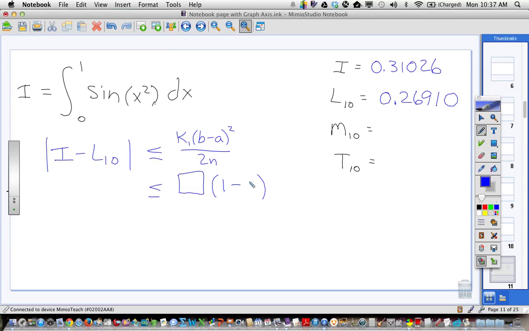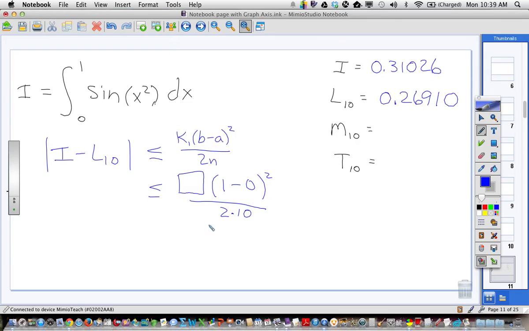1 minus, because what's A and B? This right here is A and B. All right? And then squared. And then what do I put in for the N on the bottom? I put in 10. See, so we'll have all that information. N is 10, and 2 is just part of the formula. What we need now is the K1.